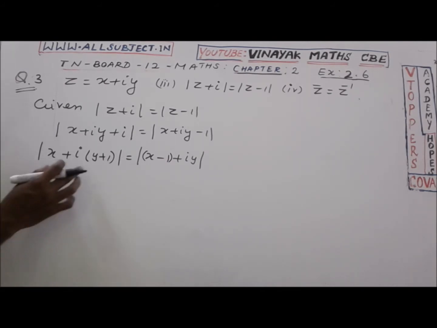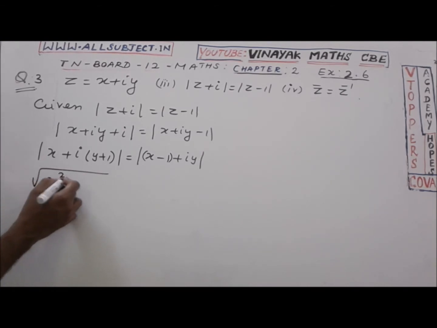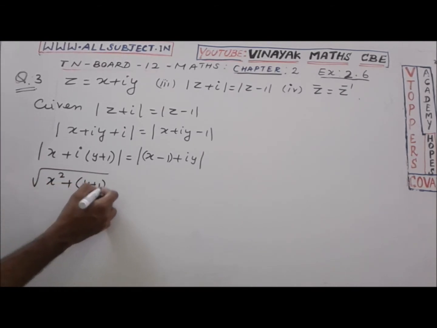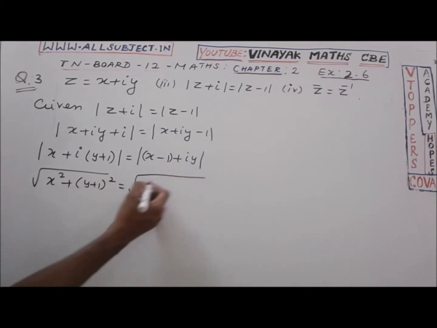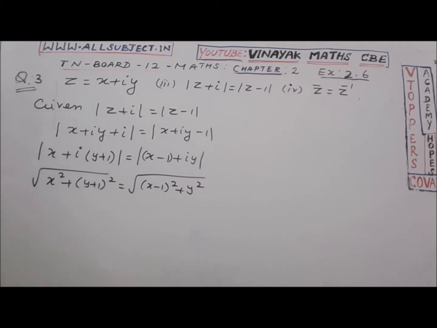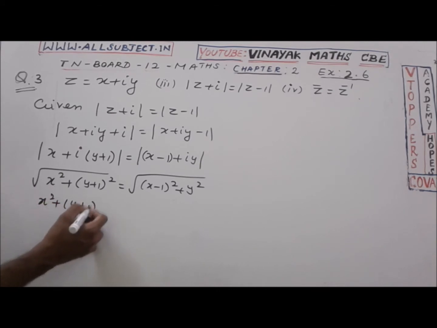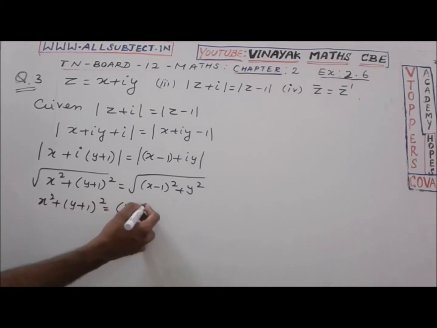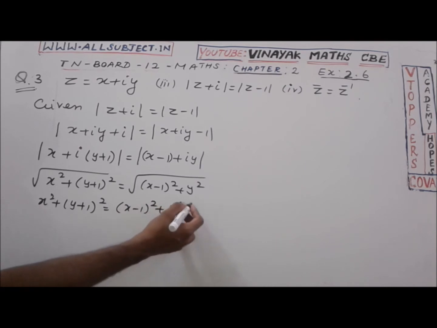Now we can take the modulus: root of real part square plus imaginary part square, and here also root of real part square plus imaginary part square. Now squaring on both sides, the roots get cancelled. x square plus (y plus 1) whole square equals (x minus 1) whole square plus y square.